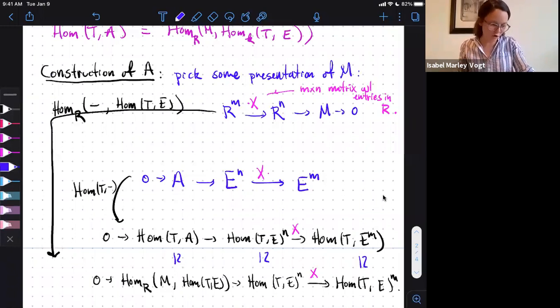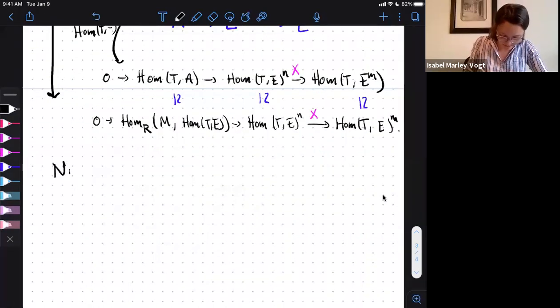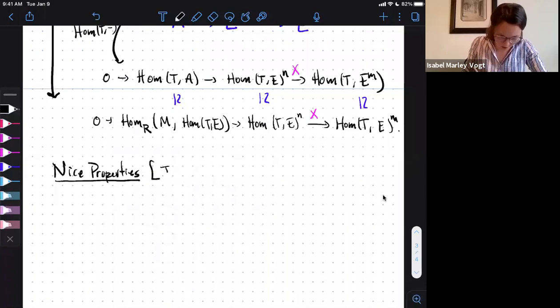It's purely formal. It's something about abelian categories that allows you to make this work. Okay, so that was the construction. So now let's state some nice properties of this functor. And these all appear in this paper that I said I was going to follow by JKPRSBT.